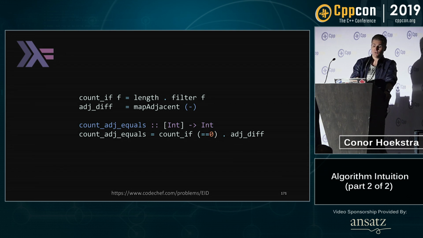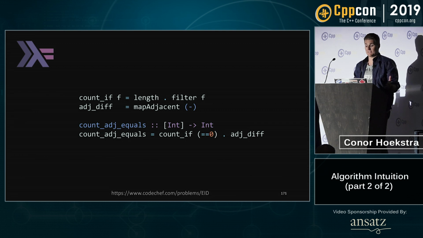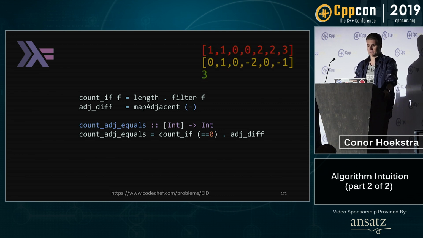Then when we compose those two algorithms together, whenever count-if is equal to 0, that's when we know the adjacent elements are equal. And with adjacent difference, we basically get our answer. This is an example of how it would work if you had 1, 1, 0, 0, 2, 2, 3. You can definitely see that there are 3 adjacent equal elements.